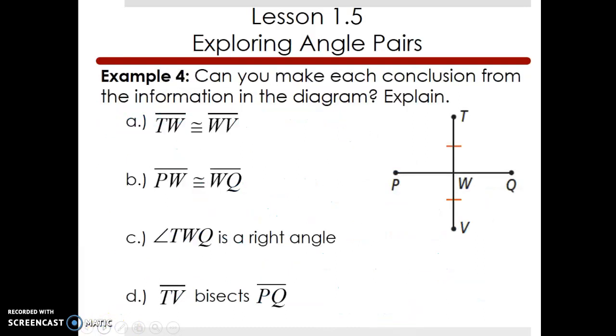So over here, it's asking you, can you make this conclusion? Yes or no? Why? So, TW and WV, are they congruent? Can we conclude that? Yes, we can, because they have markings.